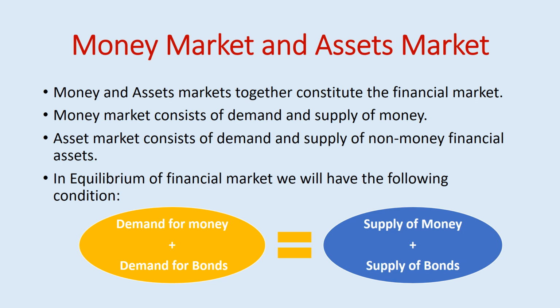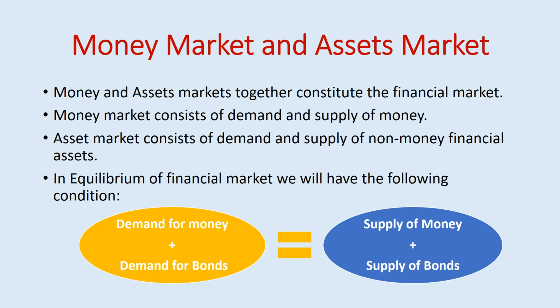So the bond is an alternative to money, right? Your financial market basically consists of demand and supply of bonds and demand and supply of money, right? Now suppose your financial market is in equilibrium, so what do you have? You have demand for money plus demand for bonds equal to supply of money plus supply of bonds, right? This is the condition of equilibrium of a financial market, right?